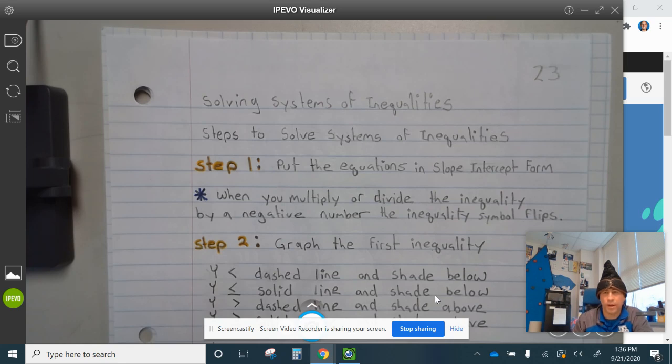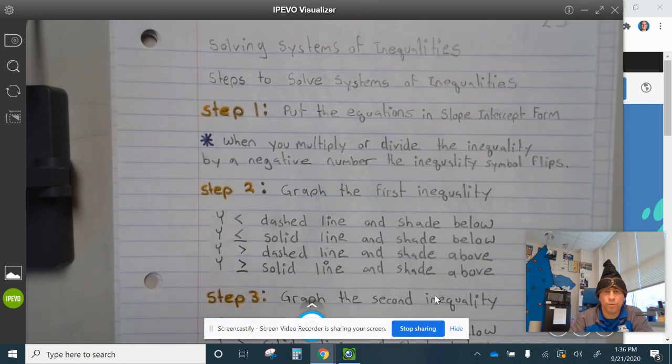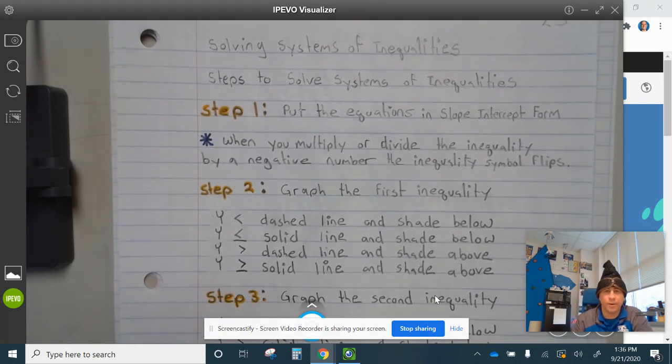Okay, Wildcats. Today we're looking at solving systems of inequalities. Steps to solve systems of inequalities. Step 1. Put the equations in slope-intercept form. When you multiply or divide the inequality by a negative number, the inequality symbol flips.